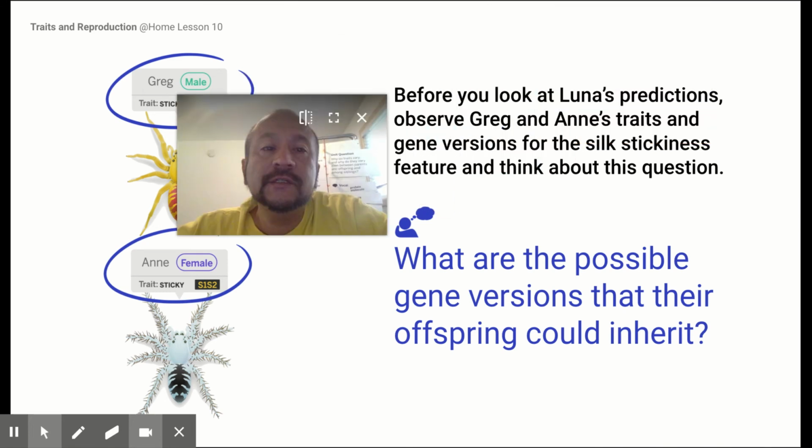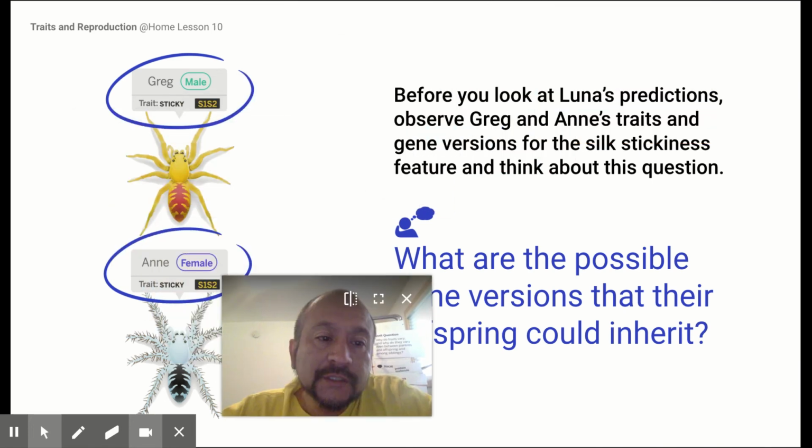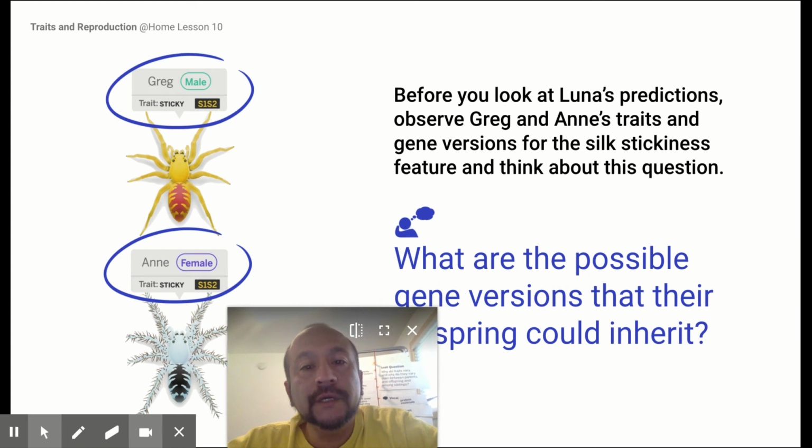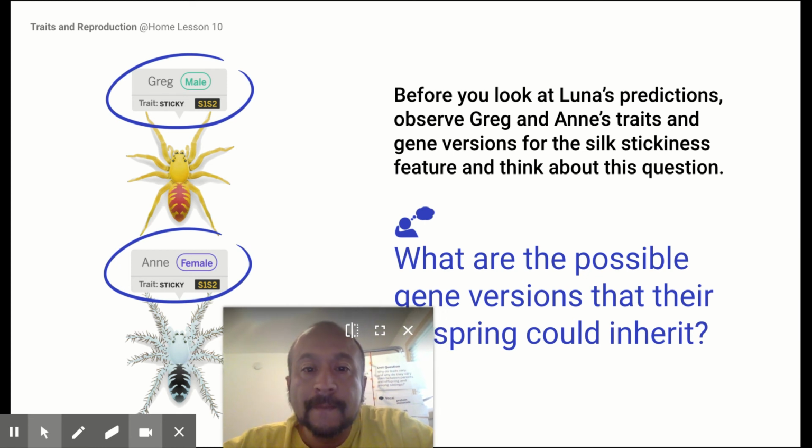Before we look at Luna's predictions, Luna is a student, and she is going to be making predictions about the offspring of Anne and Greg in regards to the stickiness of silk.